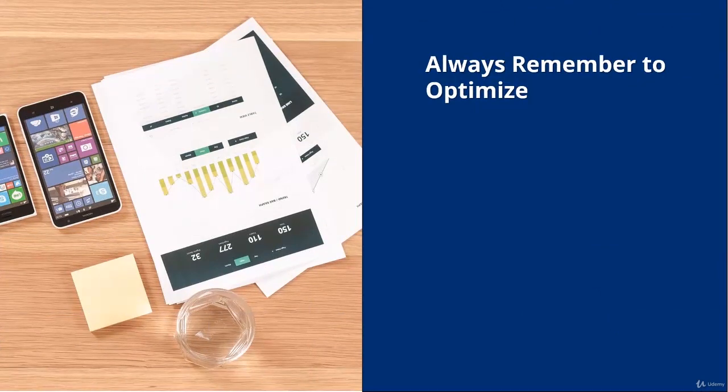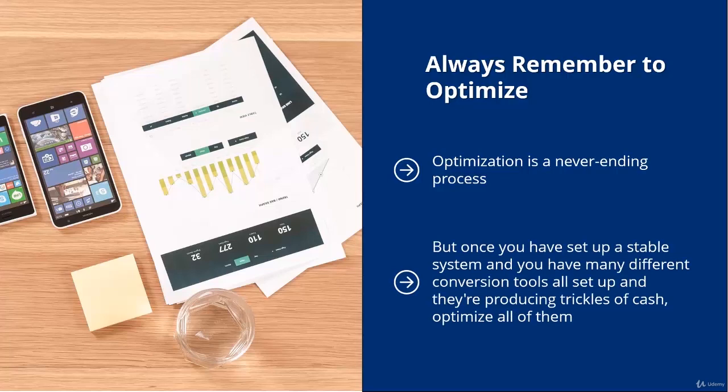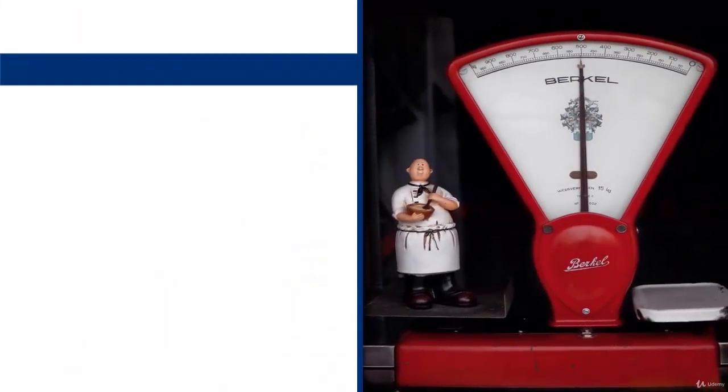Always remember to optimize. Optimization is a never-ending process. Don't think that just because you're able to convert at a certain percentage that you're stuck there. There's always room for improvement. The only question is how much time you have for it. But once you have set up a stable system and you have many different conversion tools all set up and they're producing trickles of cash, optimize all of them.